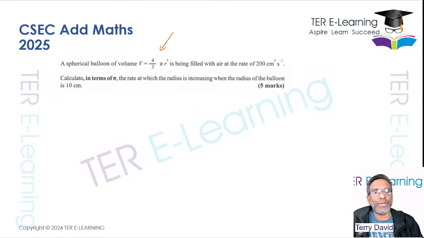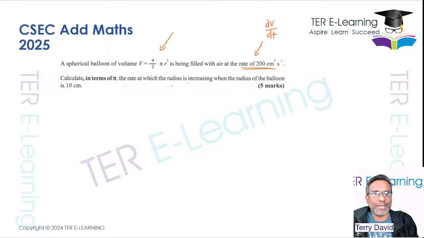Now, whenever you get a connected rate of change question, look at the words. You have to look at the words to figure out what is given to you. Now, you have a formula for the volume of a sphere. A sphere is a ball. And they said that the volume, so this 200 cm³ per second here is actually dV/dt. So you have to look at the question and see what is being given.